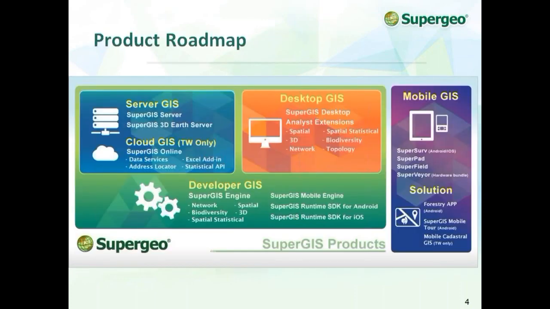So here I would like to show you the products roadmap of SuperGIS. SuperGIS complete solution covers from server, desktop to mobile GIS. Therefore, users of SuperGIS can collect field data by our mobile GIS and then edit and analyze this data with desktop GIS. And finally, publish and share your results with others by our GIS server. And moreover, for programmers and software developers, we also have developer GIS that can help you to do customization.